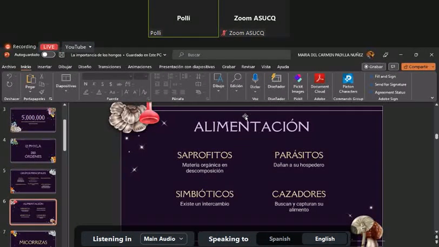Fungi have several different kinds of feeding. It can be organic matter from other organisms. They are not like plants that generate their own food. In this case, the feeding of fungi is classified into four main types, which are saprophytes, which feed on organic matter decomposition, and parasites. Then we have a fungus that actually damages its host to the point where it might even kill it. Then we have symbiotic fungi, in which there is an exchange of benefits between the fungi and some other organism. And finally, hunter fungi, which find and capture their food.